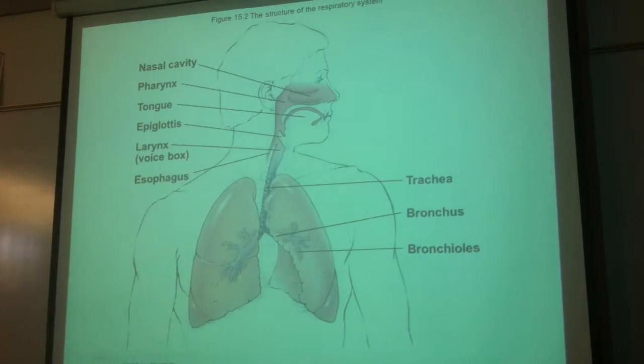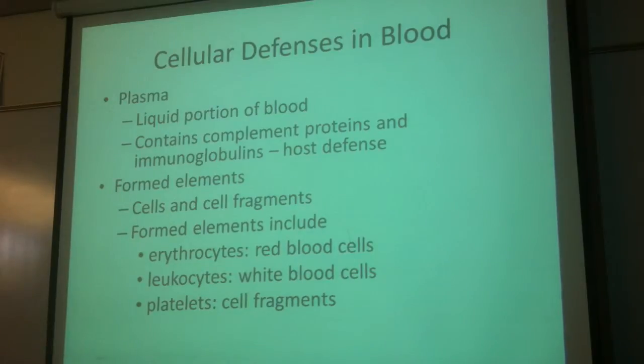So, just kind of a visual of where all of these are in our actual body. And then what is the cellular defense? We start moving on to that secondary level.